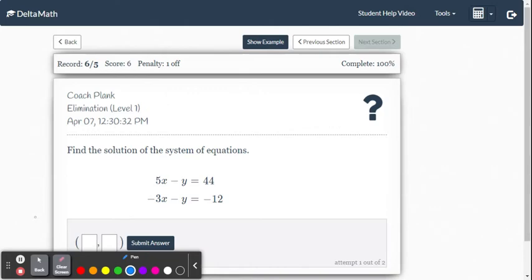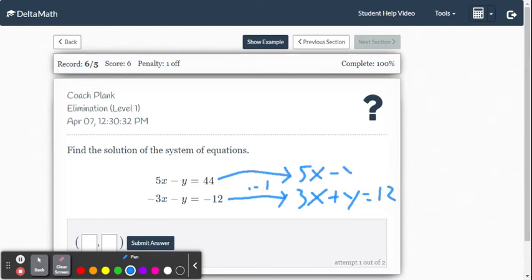So to do that, we've learned that you'd multiply one of the equations by -1. Doesn't matter which one. So I'm going to multiply the bottom equation by -1. So that means I get positive 3x plus 1y equals positive 12. The other equation, I'm not going to do anything with it. I'm going to multiply by 1, if you will. Everything stays the same. 5x minus 1y equals 44. Now we are set up.